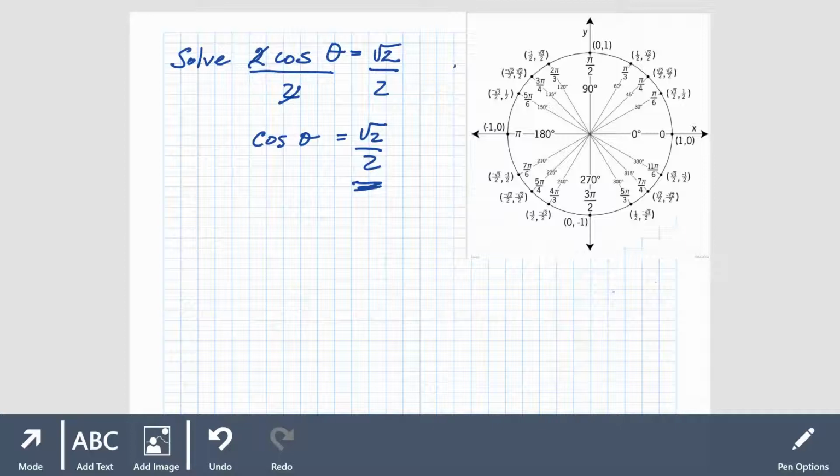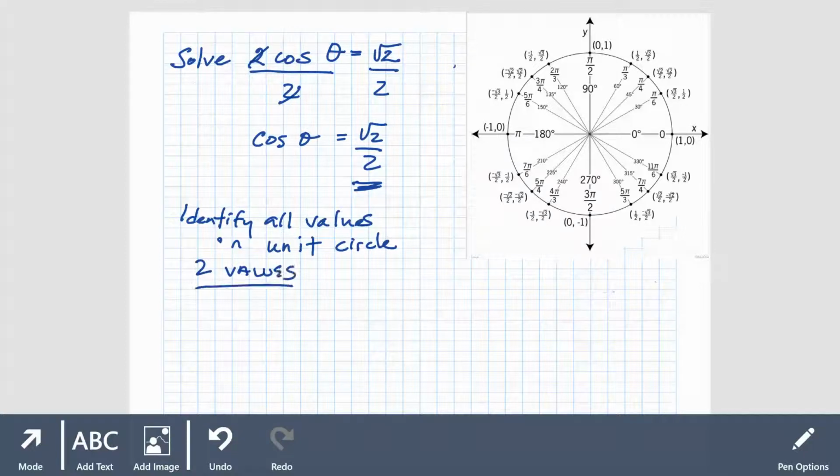If the angle is something that you recognize from our unit circle, these problems are pretty easy to do. What we want to do is first identify all values on the unit circle from the picture that have a cosine of positive square root of 2 over 2. Now, in most cases, there are going to be 2 values that you're responsible for finding at this step.